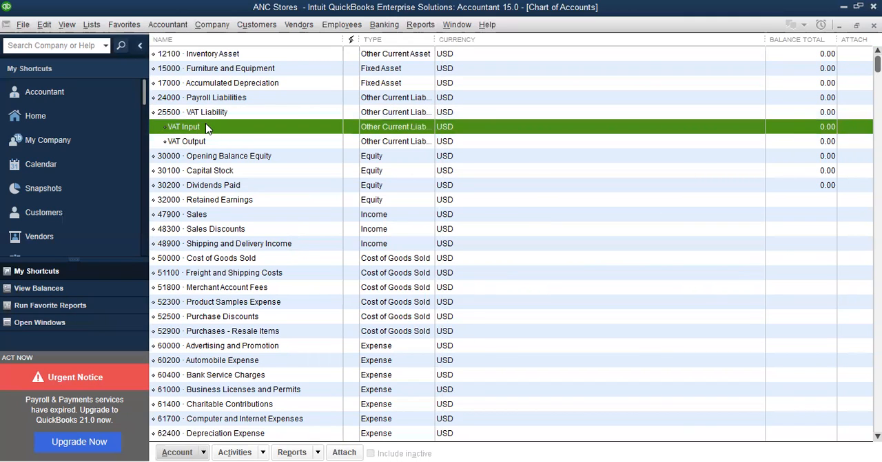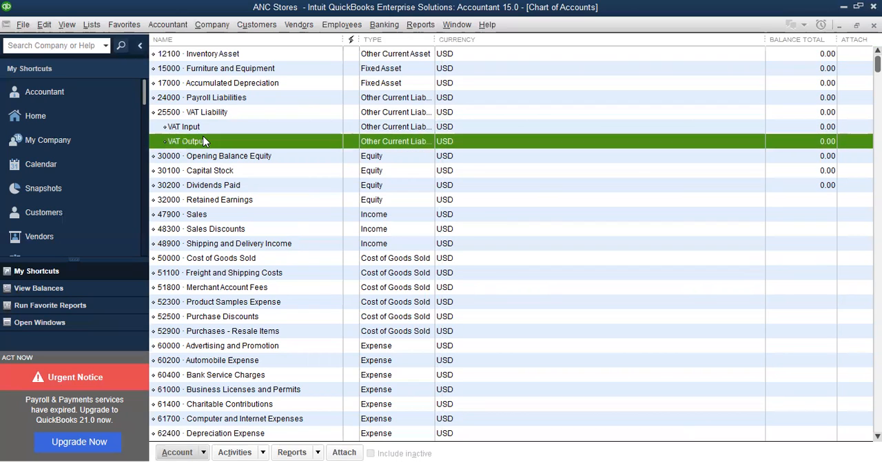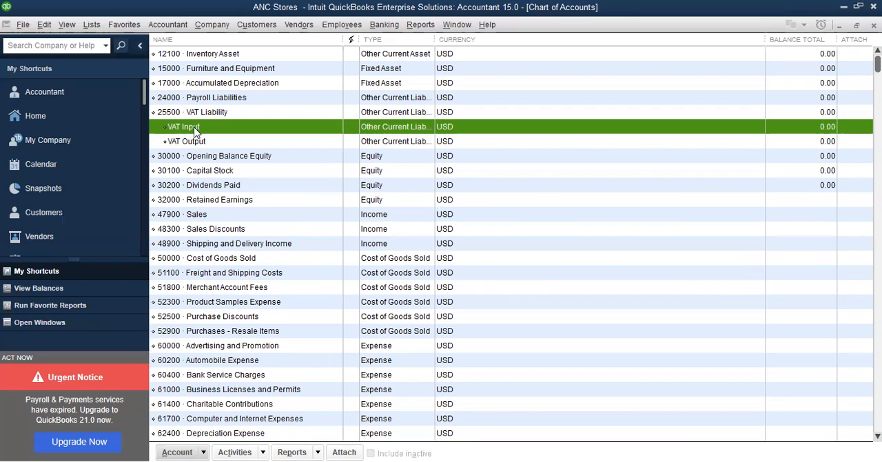My transactions have VAT on sales, VAT output, and VAT on purchases, and then the net figure. This is what I mean, and it is a sub account. Sub accounts are additional detailed accounts that report to a parent account.